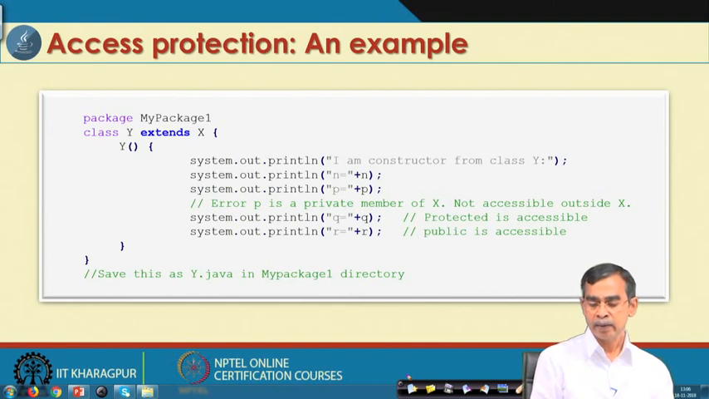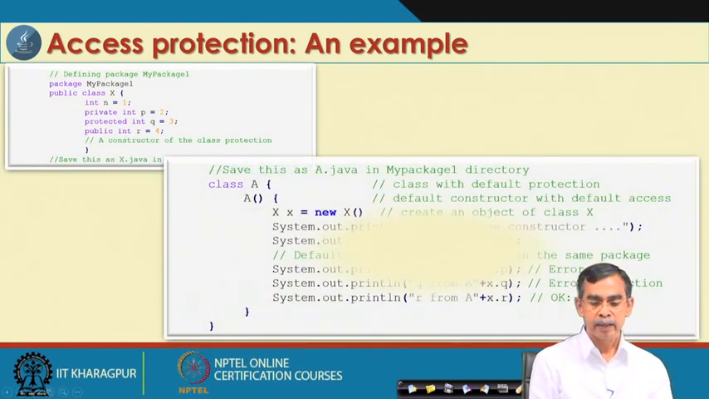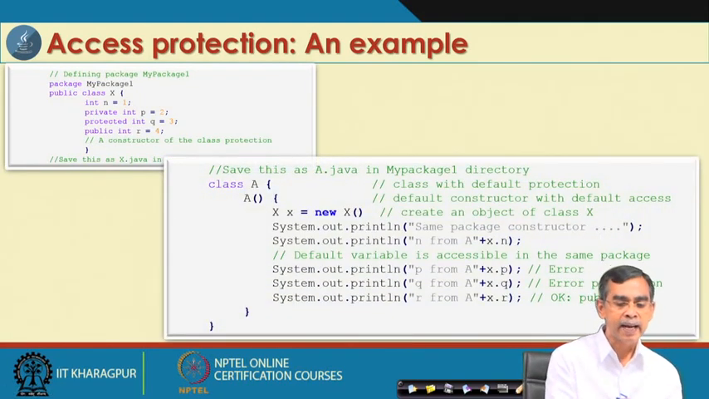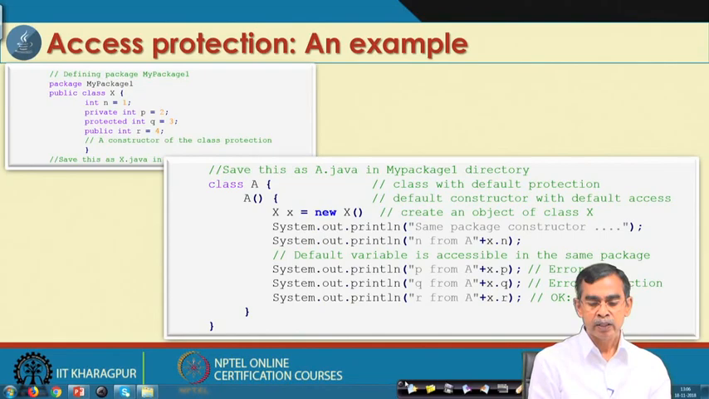Okay. So, this is the idea about the derived class, the subclass of the class X, which belongs to my package 1. Now, let us come to another class that we have already planned, which belongs to my package 1, the class A here. So, here is the declaration of class A. This class A belongs to my package 1.